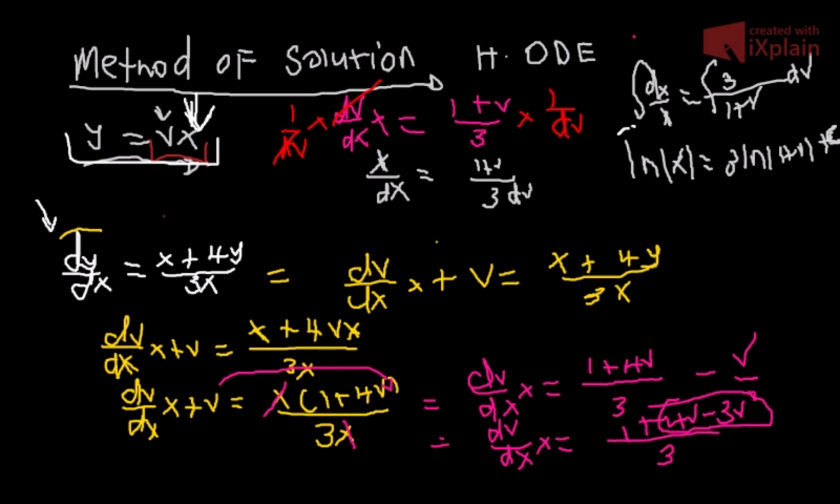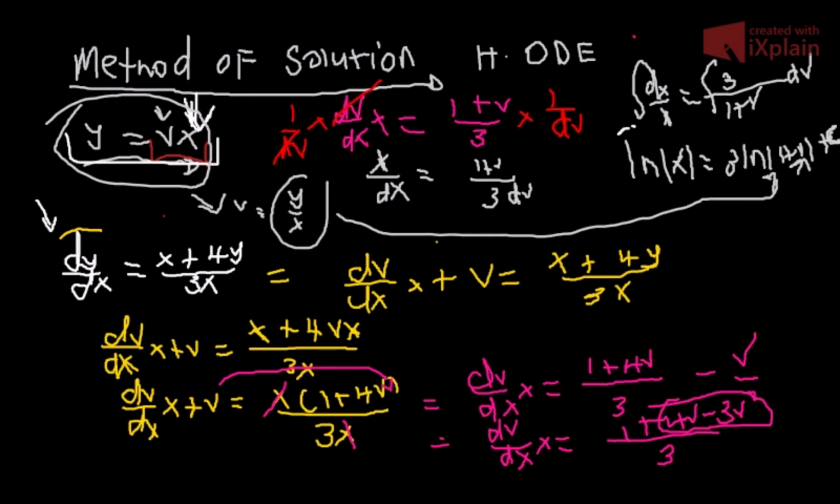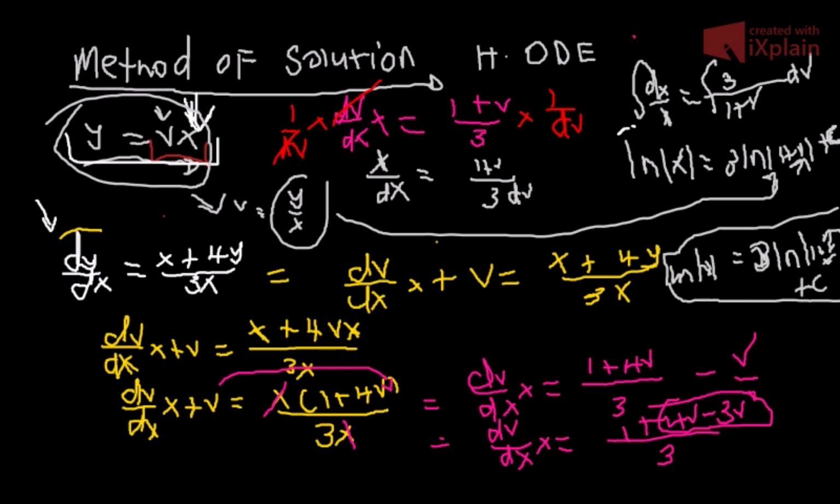Right, we are done. But don't forget that the first question consisted of x and y. So we need to substitute the value of v. You just have to say v is equal to y over x. Then you put y over x where there is v, and it will be ln x is equal to 3 ln of 1 plus y over x, plus c. So that's how it should be. If you follow carefully, you will get this.